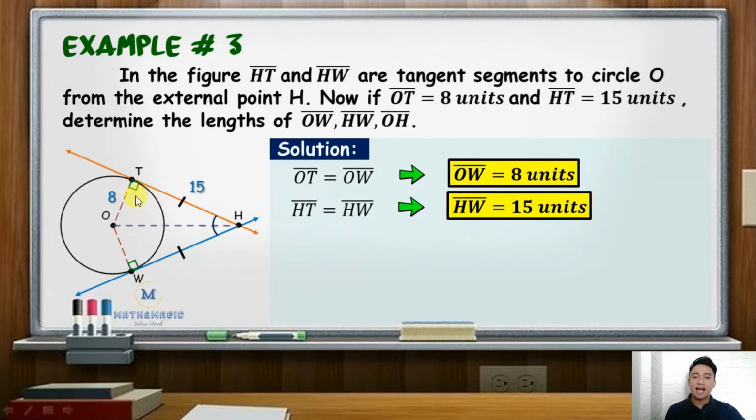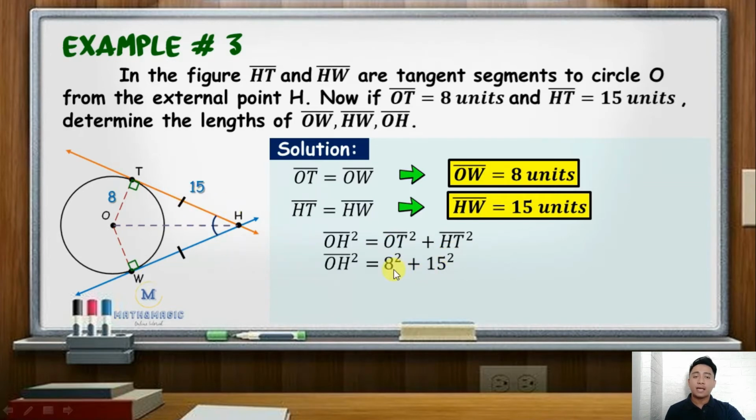That implies that angle OTH is a right angle. So OTH is really a right triangle. From here, we can now use the Pythagorean Theorem to solve for the missing length. The formula will be the square of segment OH equals the square of segment OT plus the square of segment HT. Now substituting the values, segment OT is 8 units while segment HT is 15 units.